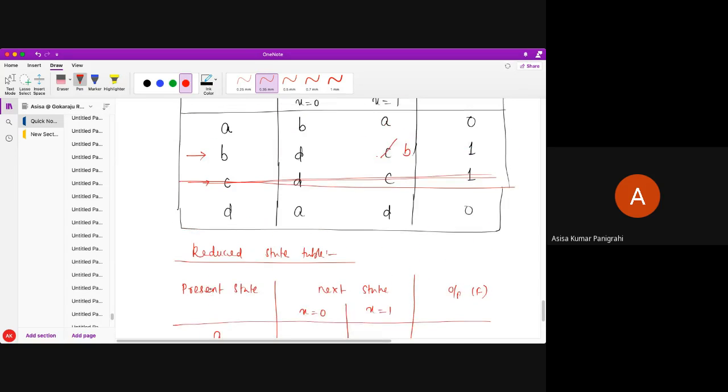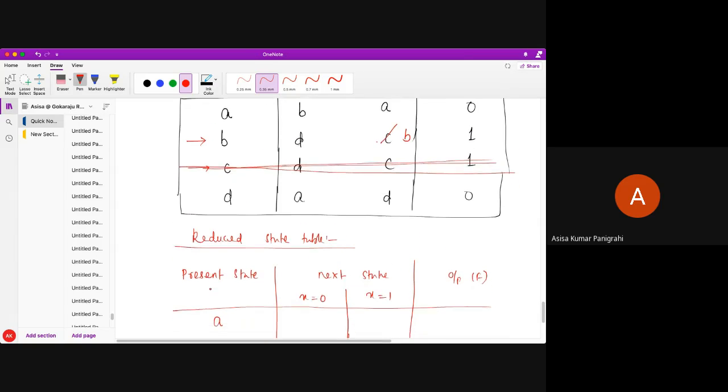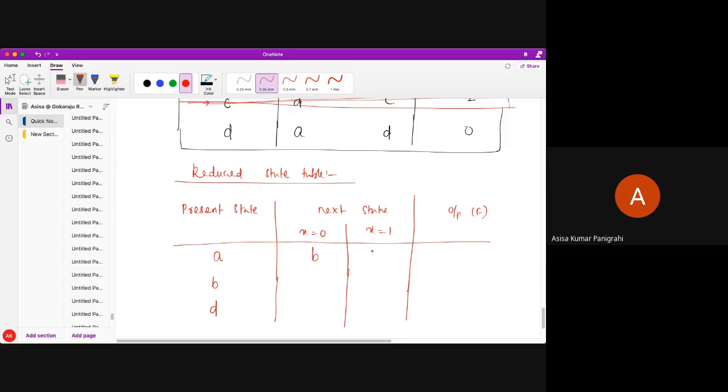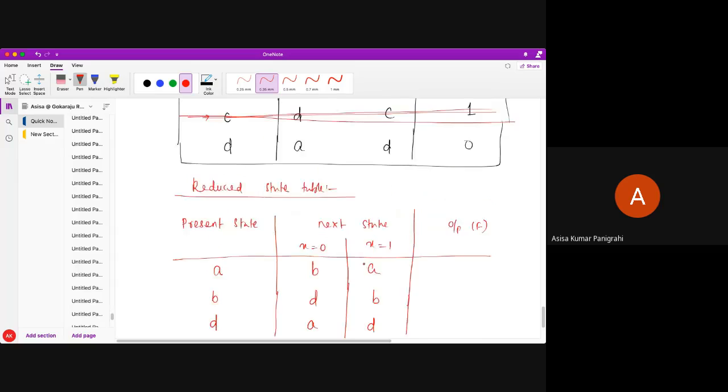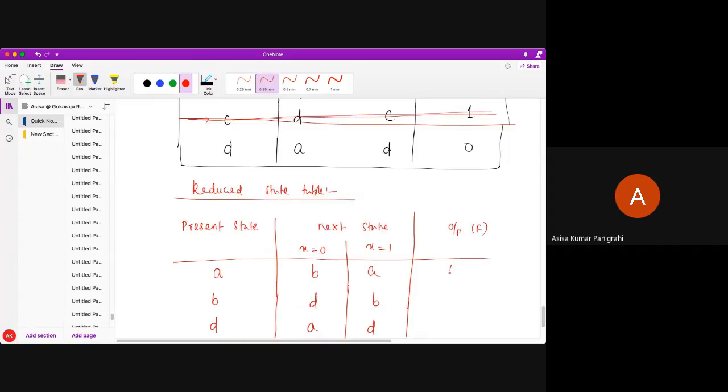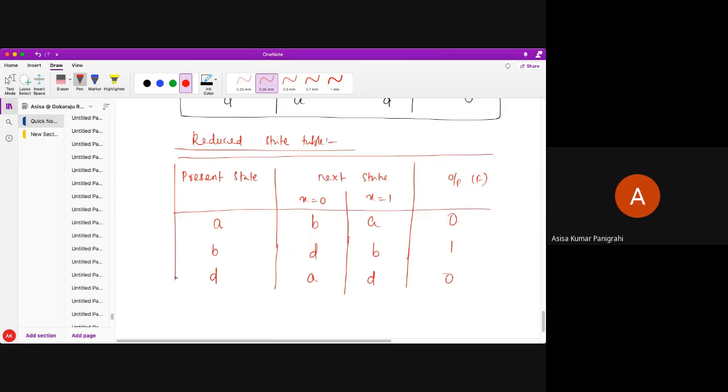And what are my next states? BA, DB, BA, DB, and AD. And my outputs are 0, 1, 0. Are you understanding? So this is my reduced state table.